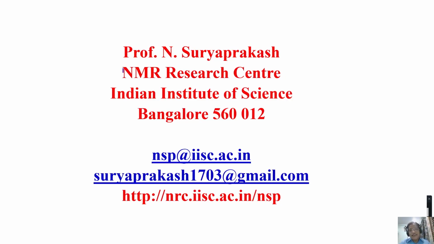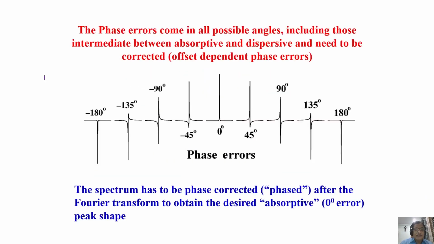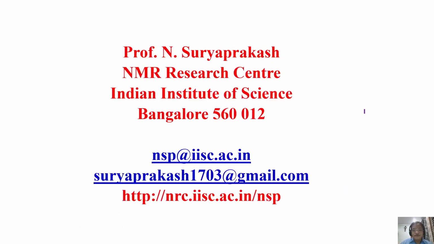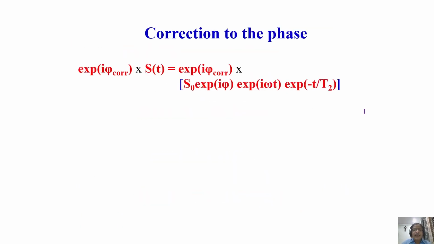Now continue with the phase correction. We saw there are phase errors. We also discussed why it comes. We said when the real and imaginary parts are not exactly out of phase, we are going to get different types of phase errors in the signal. It can even go from negative absorption to positive absorption. The angle, for example in this case, from minus 180 to plus 180, the phase errors can go all along. Okay, let us continue with this phase correction today.